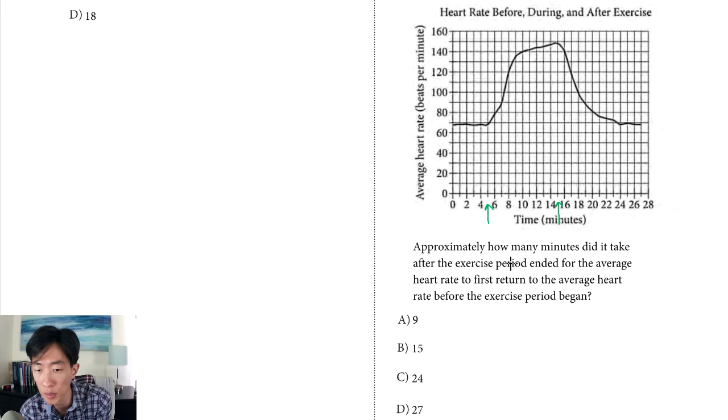So the question is asking approximately how many minutes did it take after the exercise period ended, that would be after 15, for the average heart rate to first return to the average heart rate before the exercise period began. So the average heart rate before the exercise period began was about 70, and it returned to 70, looks like right over here at about 24 minutes. So they want to know how long did it take for that to happen after they stopped exercising, which is 15. So really, we're just doing 24 minus 15. It's going to be about 9 minutes, and the answer is going to be A.